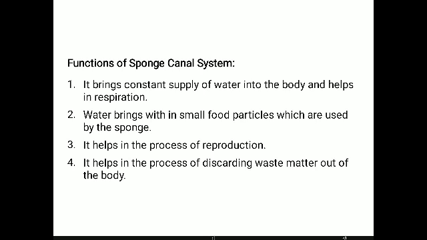So the carbon dioxide and other waste which are produced in the body are expelled out through an opening called osculum. So dear students, this is all about the canal system in sponges.